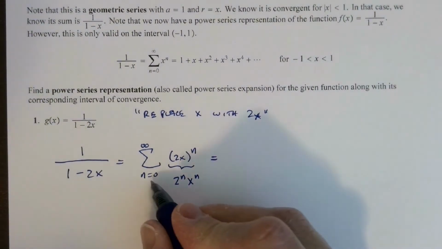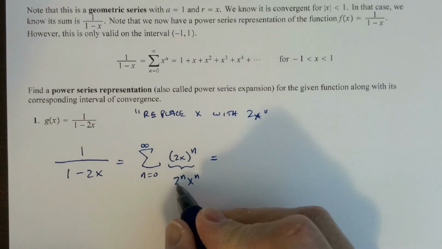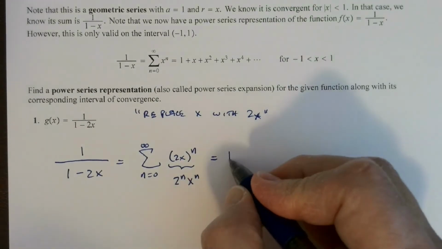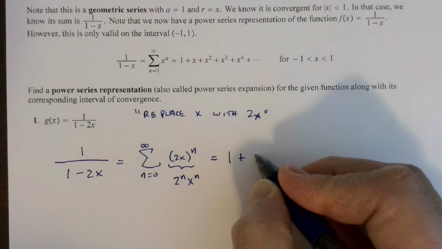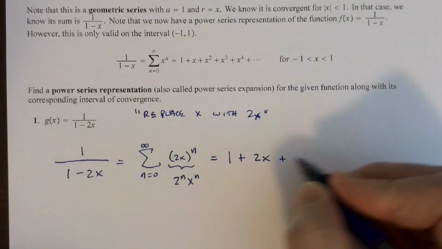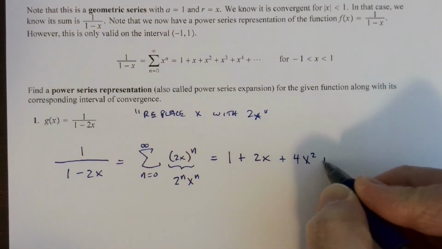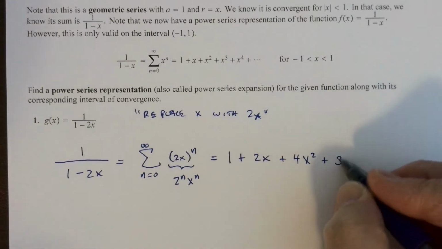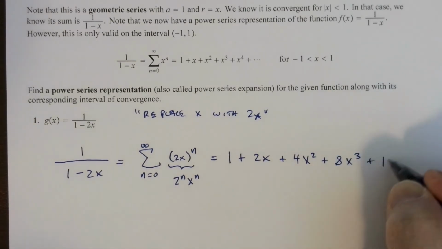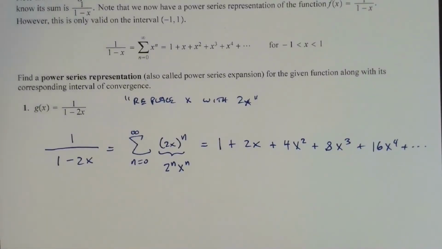I can actually write out the first few terms of this, right? When n is 0, I get 2 to the 0 is 1, x to the 0 is 1. When n is 1, I get 2x. When n is 2, I get 2 squared is 4x squared. When n is 3, I get 2 cubed is 8x cubed. n is 4, I get 16x to the 4th, and so on. There's my power series representation.